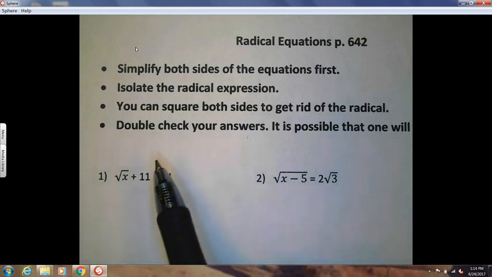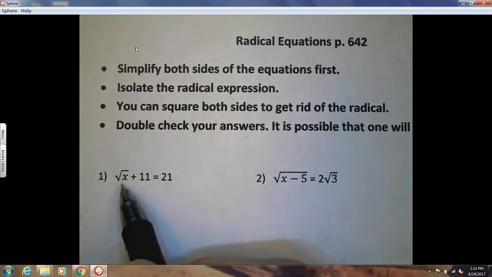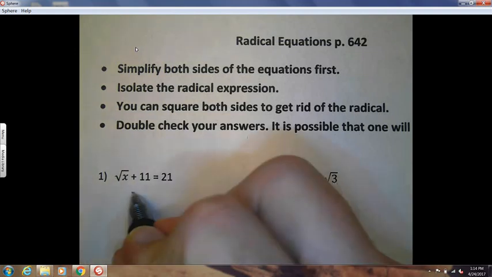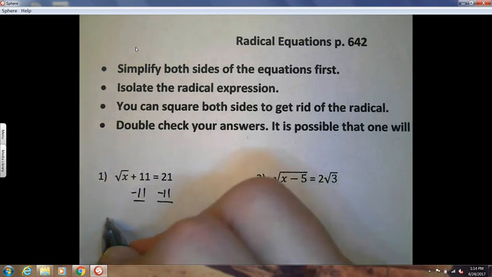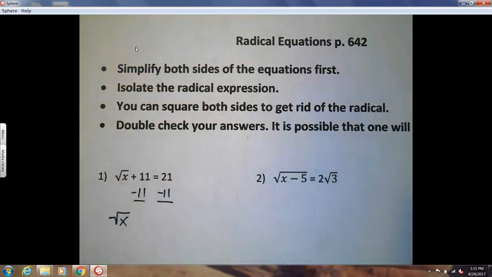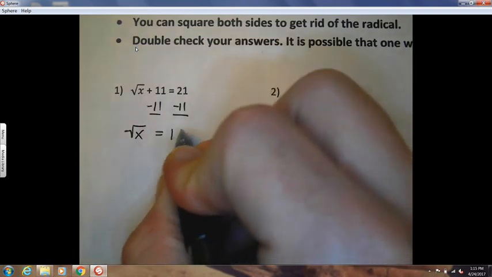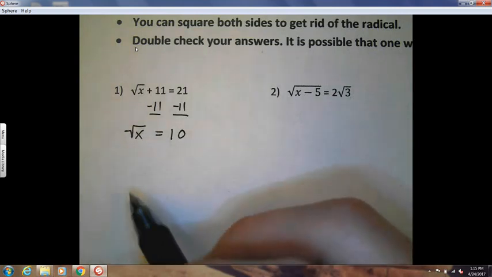So the first thing I want to do is isolate my radical. I want the only thing over here to be the square root of x, but I also have 11. So I need to get rid of that, so I'm going to subtract 11 on both sides of the equal sign. So I'm left with the square root of x is equal to 10. So then I need to get rid of the radical. I want to solve for x. So to get rid of it, I square both sides. So that gives me x equal to 100.